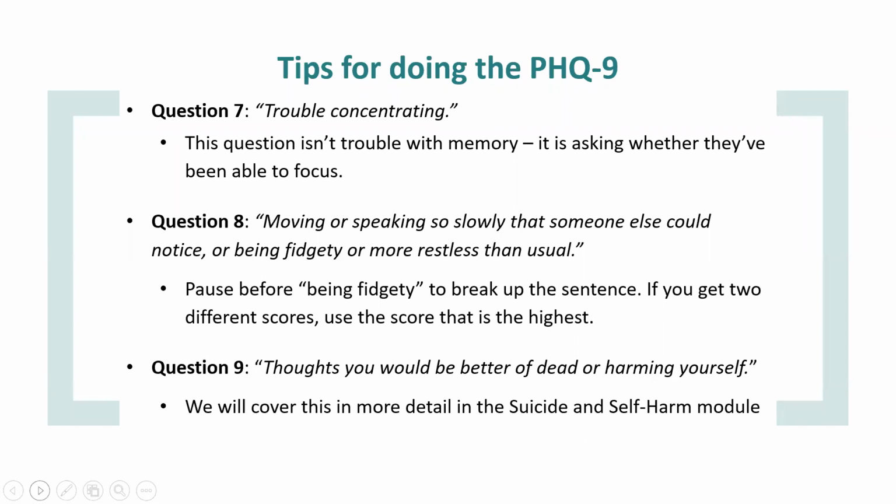For question 9, which asks about suicidal ideation, specifically about how often in the last 2 weeks someone has had thoughts they'd be better off dead or harming themselves, we will cover what to do if someone responds with a 1, 2, or 3 in the suicide and self-harm module. For now, you're going to include how they respond to question 9 in their total PHQ-9 score.